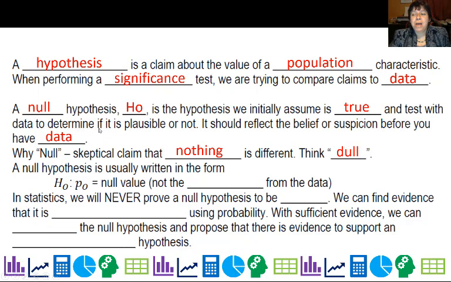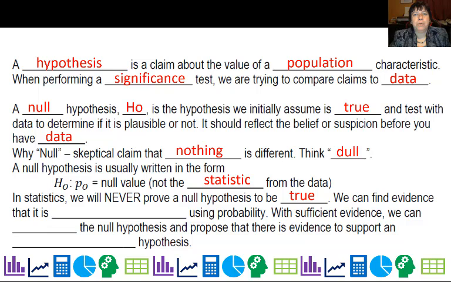So a null hypothesis is usually written in the form with this H naught, and that's your null hypothesis symbol. P naught, in this case, since we're doing proportions, that's your proportion that we're using for the null hypothesis, equals some value that we're assuming. Now, this is what we think the parameter is. This is not the statistic from the data. All right. Now, sadly, in statistics, we will never prove a null hypothesis to be true.